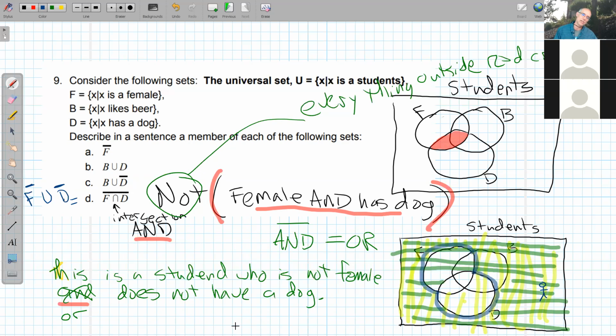So the best sentence to describe this is: this is a student who is not a female or does not have a dog. Maybe they like beer, maybe they don't. We don't know that. Yeah, this is a tough one. So we have to be careful about reaching into areas we don't know about. Beer was not mentioned here, so I don't mention beer in my sentence.